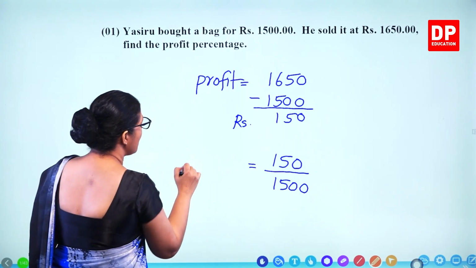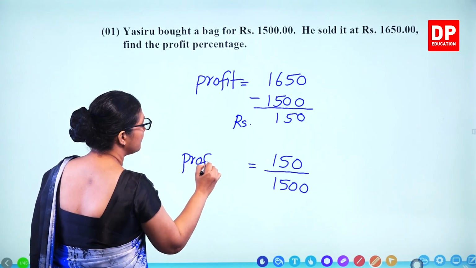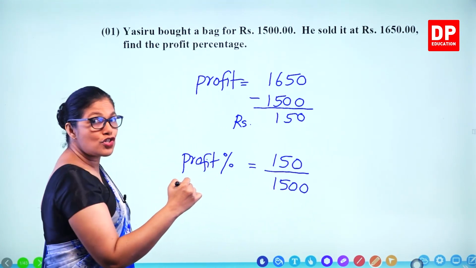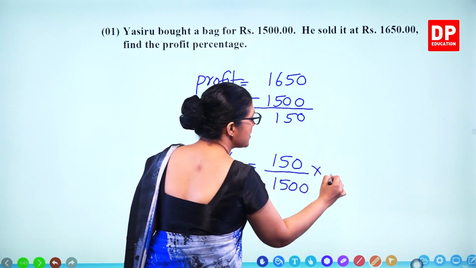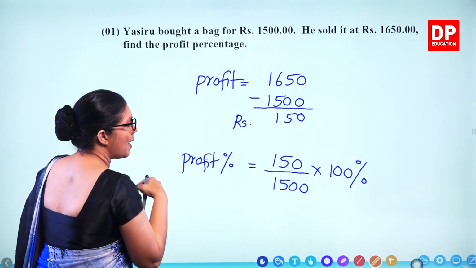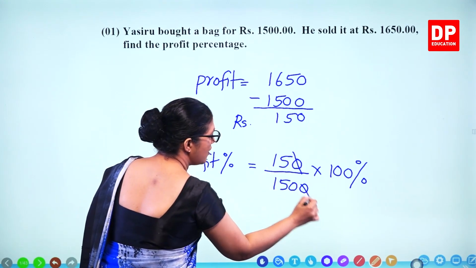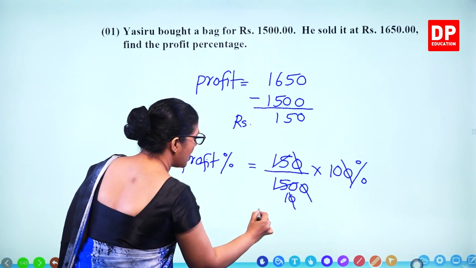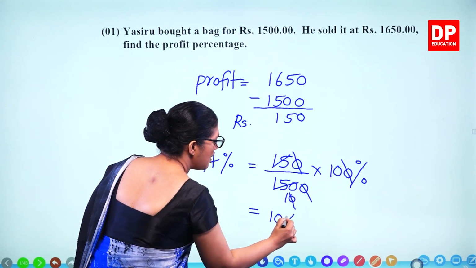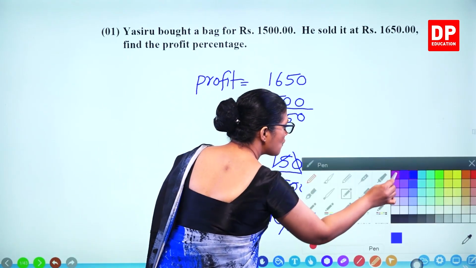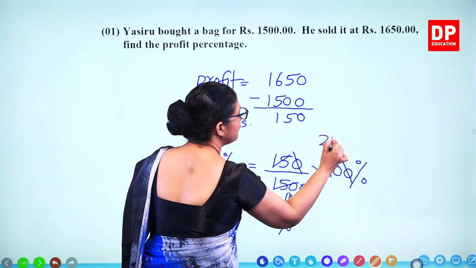So what is the profit percentage? You take the division and multiply by 100%. Profit divided by buying price. So here 0, 15 times 10, then the 1 0 get cancelled out. That's 10% profit percentage. So 2 marks for each question.